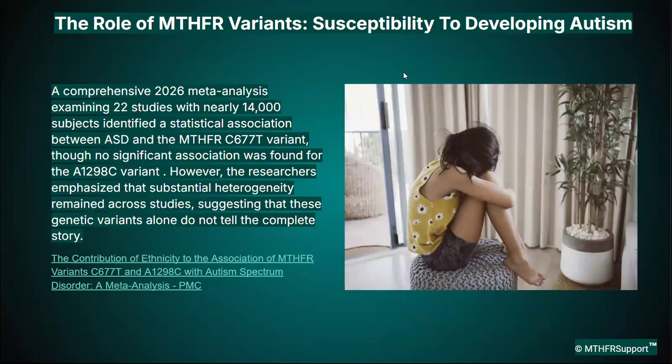The role of MTHFR variant susceptibility to developing autism. A comprehensive 2026 meta-analysis examining 22 studies with nearly 14,000 subjects identified a statistical association between ASD and the MTHFR C677T variant. No significant association was found for the A1298C variant. However, the researchers emphasized that substantial heterogeneity remained across studies, suggesting that these genetic variants alone do not tell the complete story.